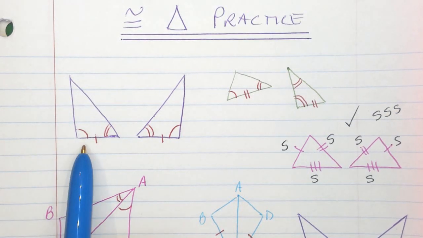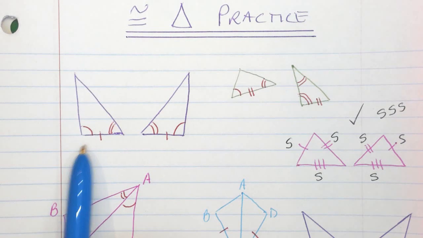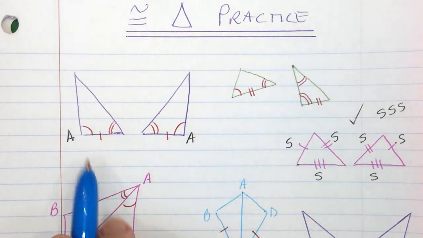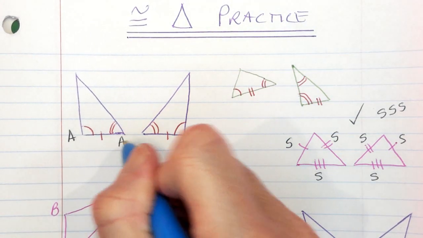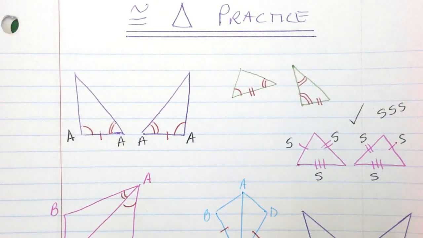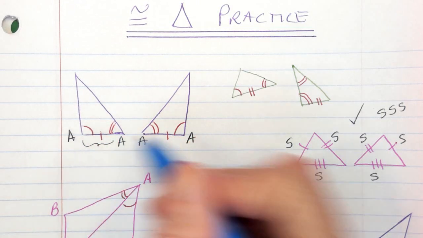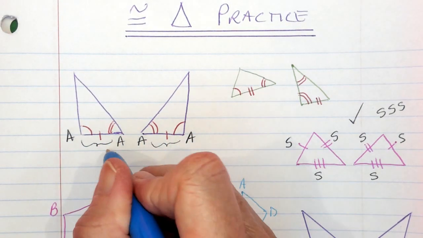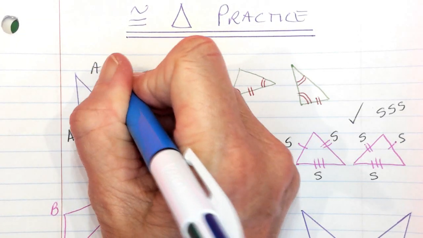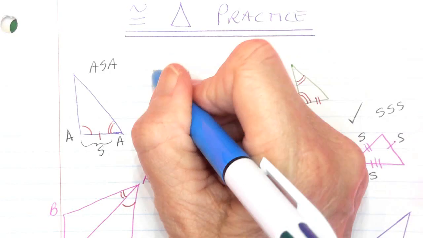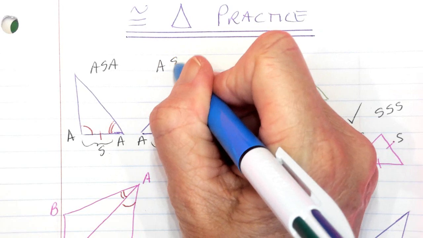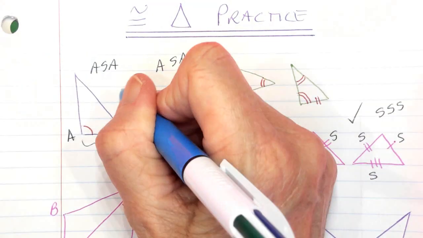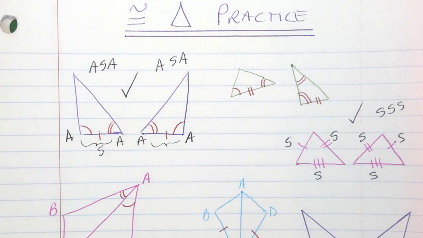Okay, how about this one here on the left? I have this angle marked like this angle. These two angles are marked the same. And yes, the side between them is marked congruent. Angle, side, angle to angle, side, angle. It was this way, angle, side, angle to angle, side, angle. Therefore, those two triangles are congruent.